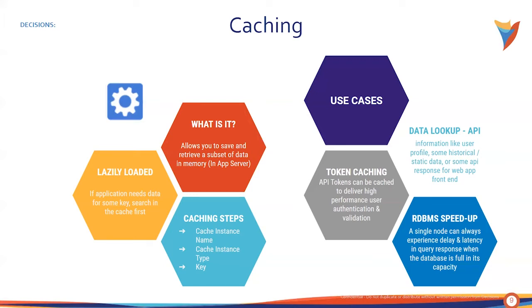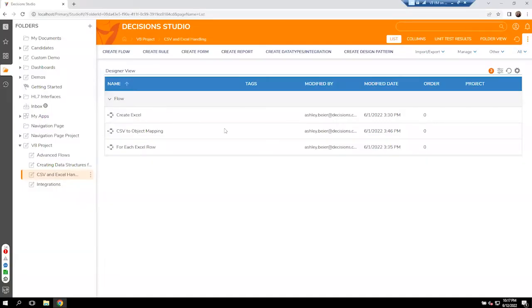So I want to now take a pause here. And what we're going to do is go into V8 for Decision Studio now. And I'm going to show you a few different examples inside of Decision Studio. So what we're going to take a look at is, first off, I wanted to show you that for each step. That's what we started with at the beginning of this video.